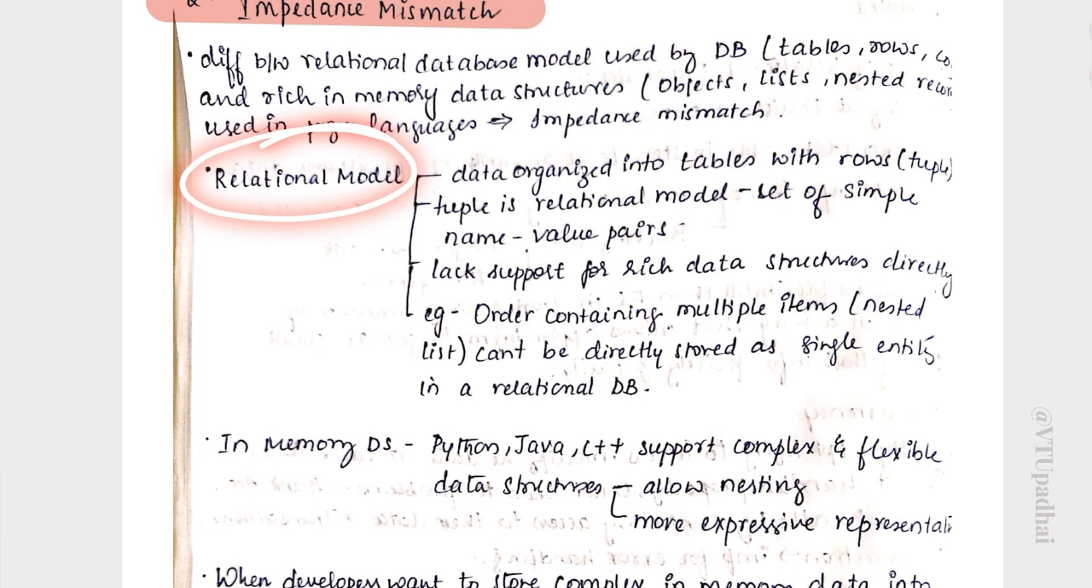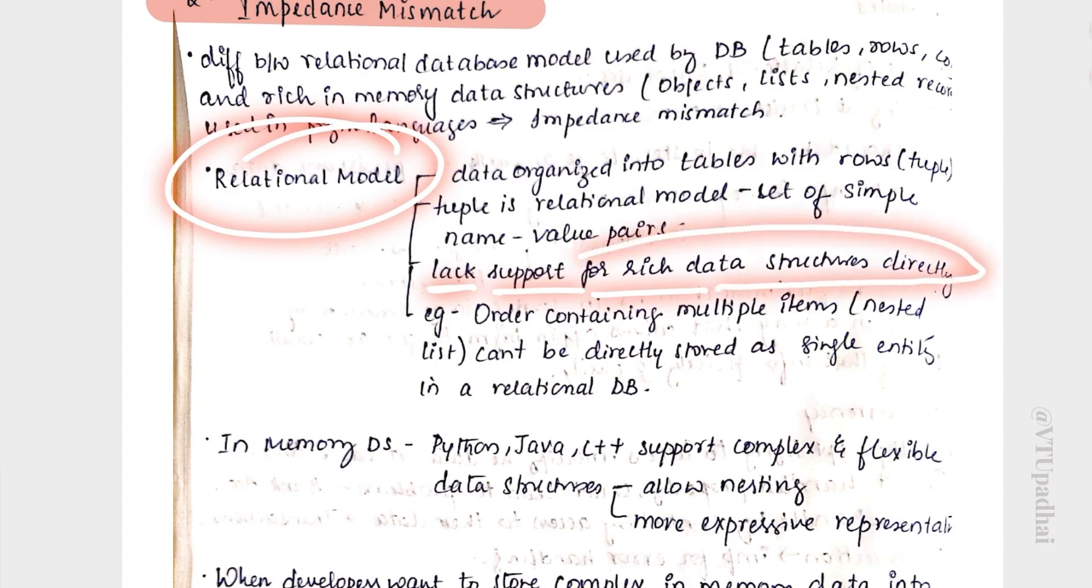Okay, so speaking from the relational database model, relational database offers many benefits. We know that. Along with that, there are also shortcomings. That is, the database is organized in tables with rows. Rows are called tuples. We know a tuple in the relational model comprises a set of simple name or value pairs. So the relational data model lacks support for rich data storage directly.